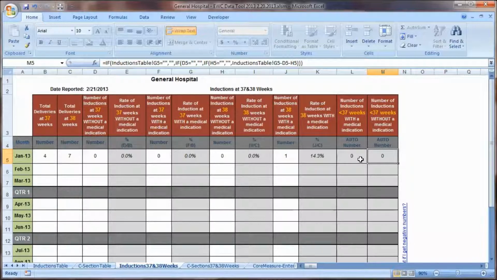A common error when using the tool is to discover negative numbers in one of these two columns. I can simulate that by saying on this table that there were 2 inductions at 38 weeks with a medical indication. It takes that 1 from the first sheet on the inductions table, subtracts 0 and 2, and we end up with a -1. Please pay close attention to the automated fields within the tool to ensure that the rest of the data that you're inputting in the white cells is accurate.